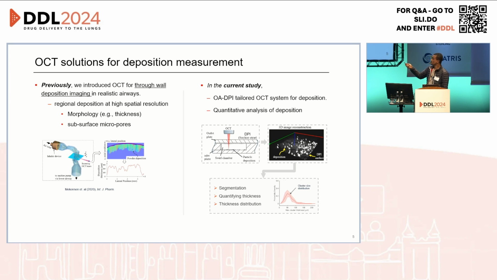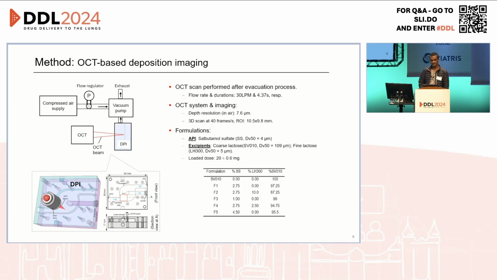So we are translating this technique into a DPI now, as I already mentioned, projecting the beam onto the inner walls of the DPI itself. We could then construct a 3D image that provides a volumetric view of the deposition at a particular position. Then we can do a lot of post-processing to characterize the deposition characteristics.